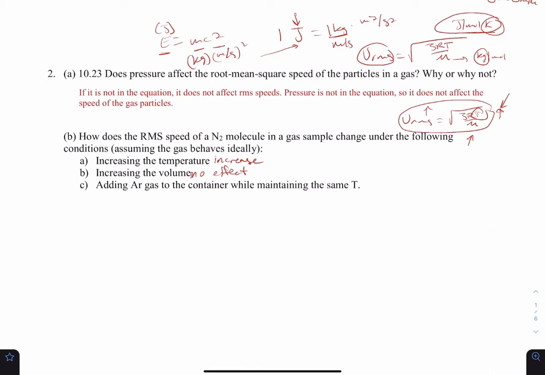It might affect things in terms of the gas sample, where we're talking about the ideal gas, but not the RMS. And then adding argon gas to the container while maintaining the same temperature. Same thing, right? It doesn't matter that we have another gas sample in there. Sure, it might be bumping up against N2 particles, but that doesn't matter because we have the same temperature. And so it's no effect.